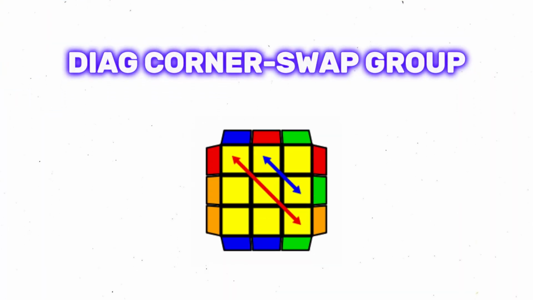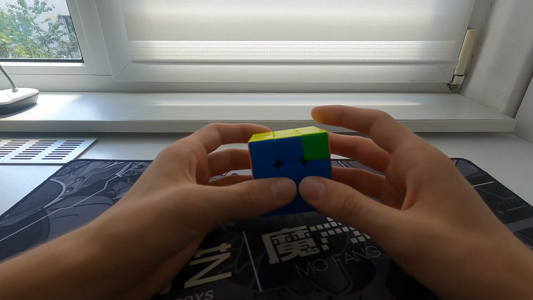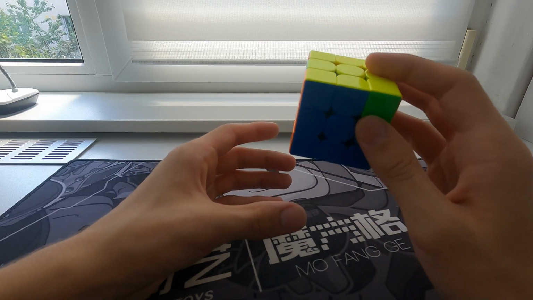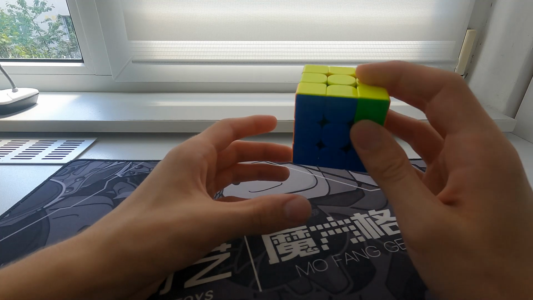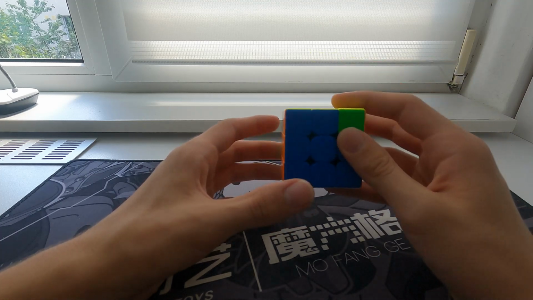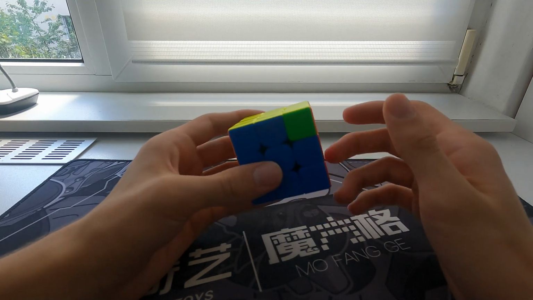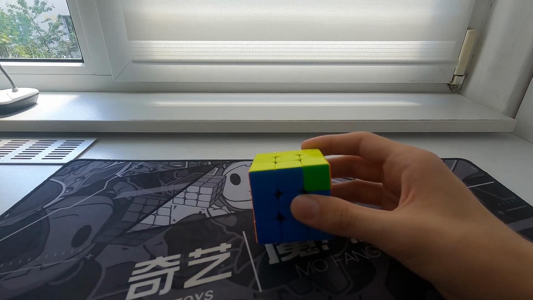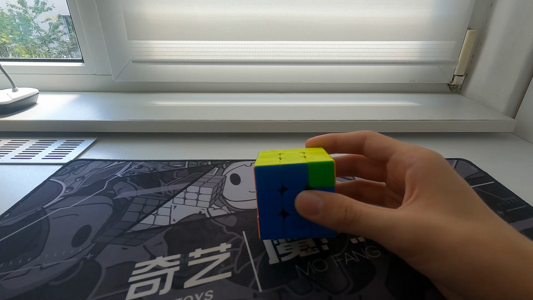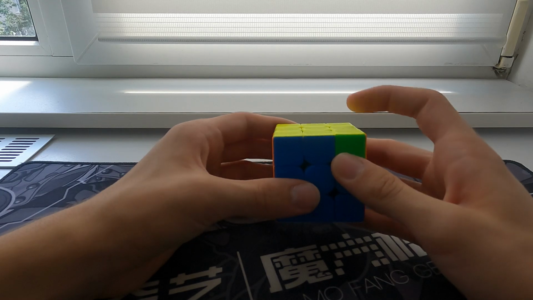Now the second group of PLLs is the diagonal corner swap group and it consists of just 5 algs. Like I said in the beginning, this group is seen as the hardest because it has the longest and worst algs. For example, the V perm and the NA perm, which is the longest alg consisting of 22 turns. Now, this group isn't impossible to learn, but it will require your total concentration. Okay, that's not actually true, these are pretty easy.